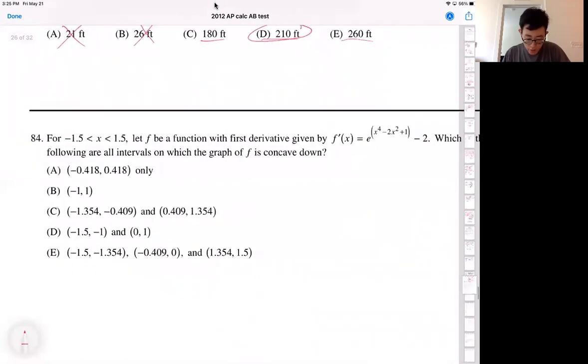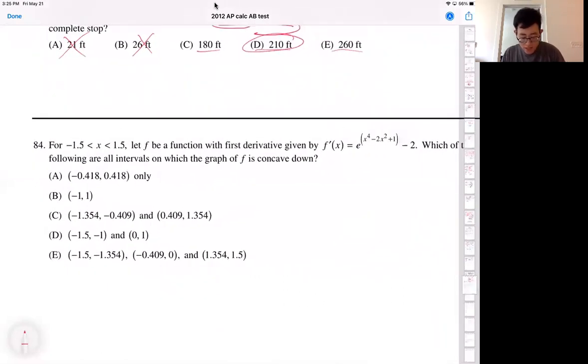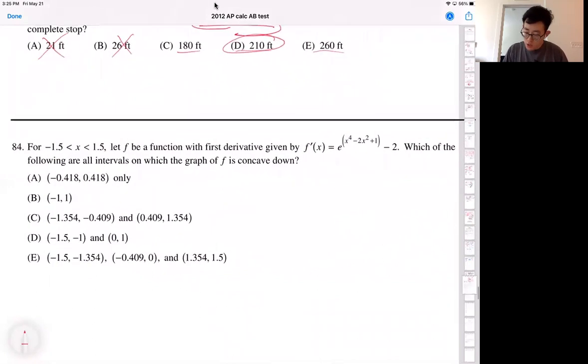All right, 84. For negative 1.5 less than x less than 1.5, the first derivative function is given. Which of the following are all intervals in which the graph is concave down? Okay, so we want to look for when the second derivative is going to be negative, because that's what concave down means.